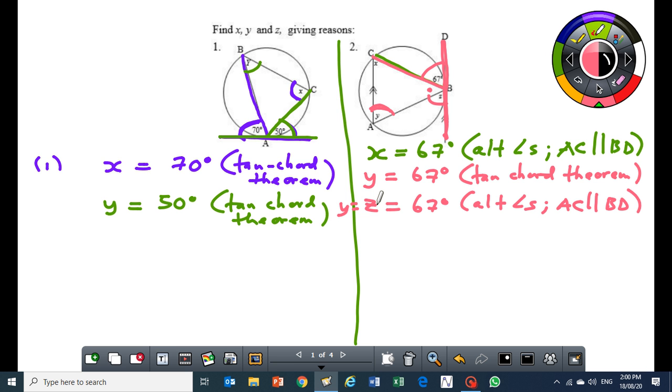Okay? Now, if you have a positive attitude and you practice, what I'm saying won't make things difficult for you. If you see the diagram, ask yourself, which group of theorems do I have in the question?